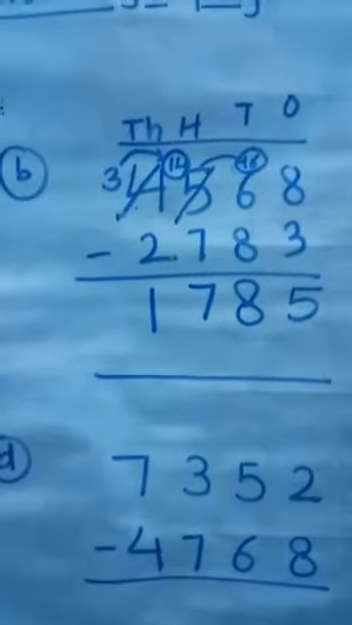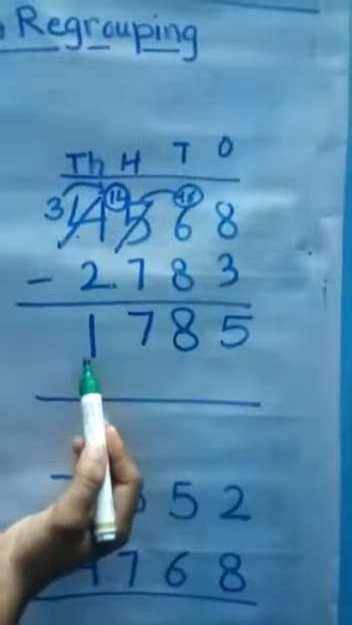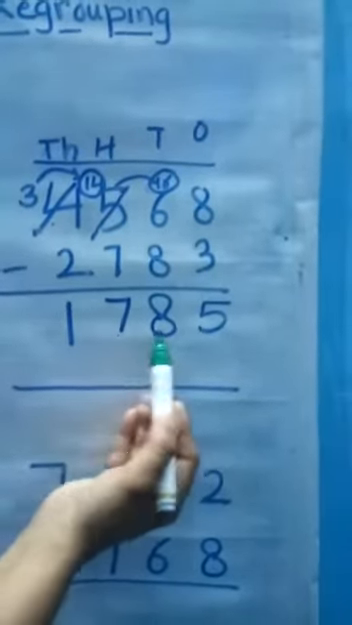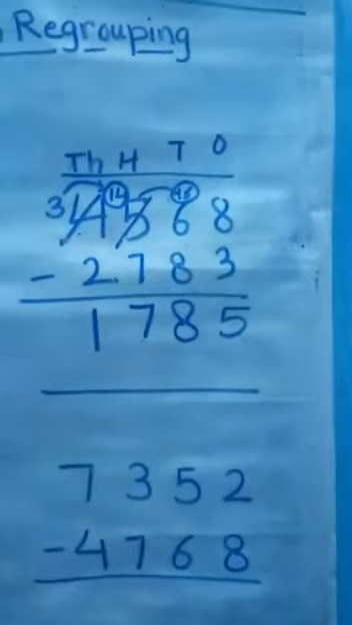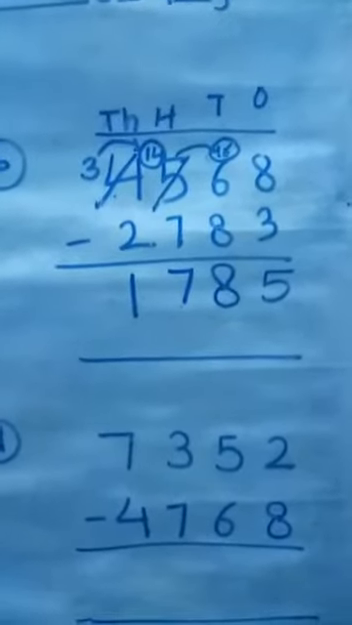So dear students, in this, you observe that under place value we have to write down each number. So the answer is 1785. I hope you all understand this concept. Now come to the C part.